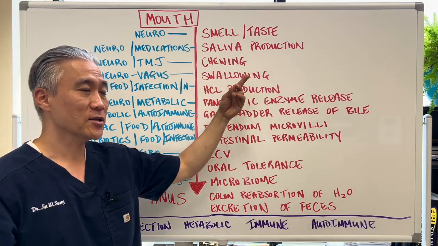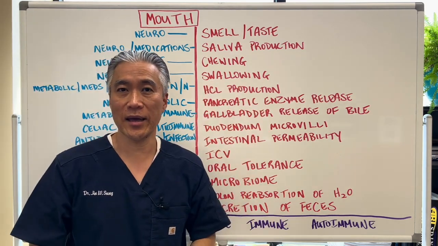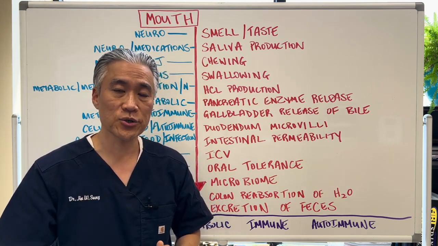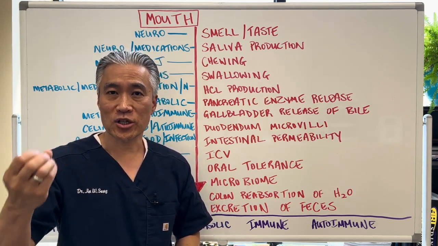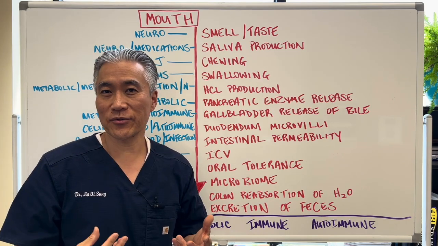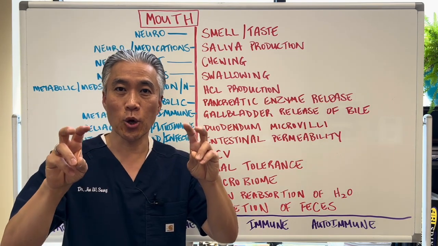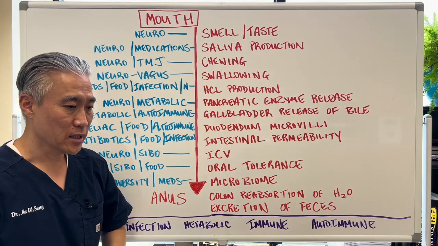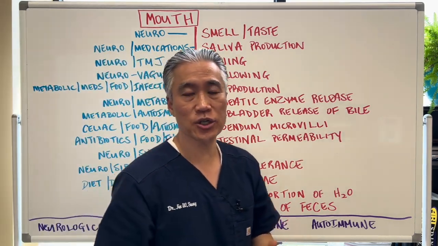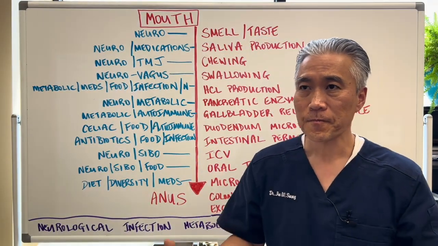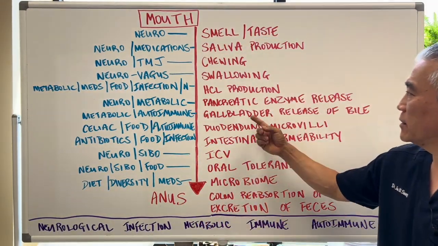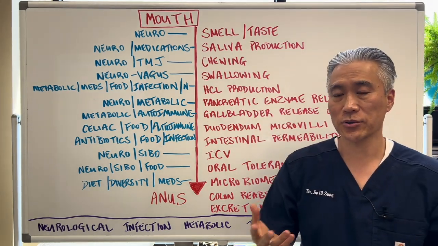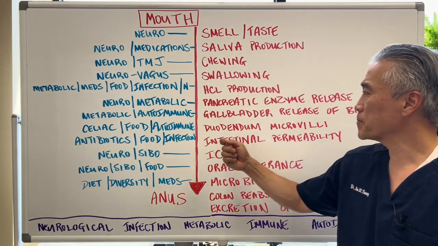Swallowing. These are the individuals that come in and they have difficulty swallowing because of vagal nerve issues, or they just keep chewing and chewing and never really swallow. This is the slow eater. HCl production can be influenced by metabolic conditions. It can be influenced by infection. Pancreatic enzyme release is also another one. So that can be also neurodegenerative and metabolic.